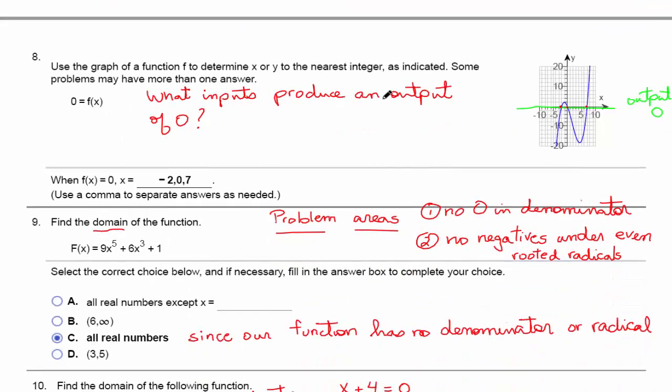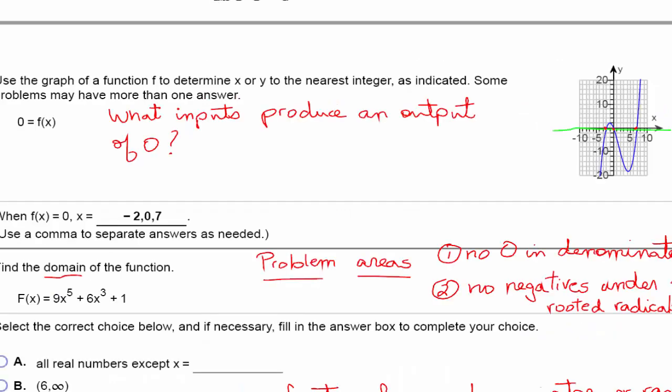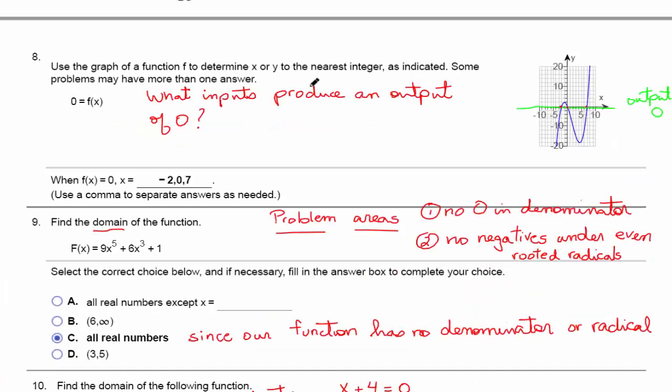And here on question 8, the question is, what inputs produce an output of 0? Okay, so here's my output of 0. But I notice that it's crossing this little graph that you can barely see. Let's see if we can zoom in a little bit and still let you see it. All right, so looking at that, I see there are 1, 2, 3 values that give an output of 0, and they are at minus 2, 0, and 7.